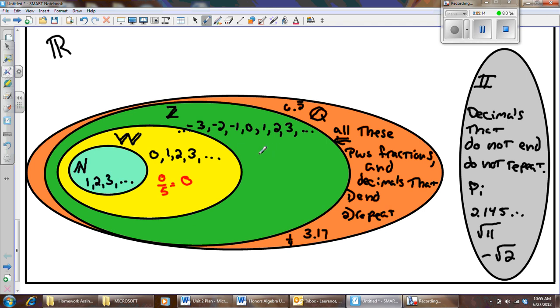The irrationals get their own little oval over here because they include decimals that do not end and do not repeat. And I guess we can write no fractions, absolutely not. No fractions at all. They include numbers like pi, that's the most famous of the irrational numbers, 3.145 dot dot dot. This guy goes on forever. Square root of 11. I'll bet you don't know the square root of 11. You can approximate it, but you don't know it exactly. It's irrational. By the way, if you don't believe me on that, Google is a calculator.